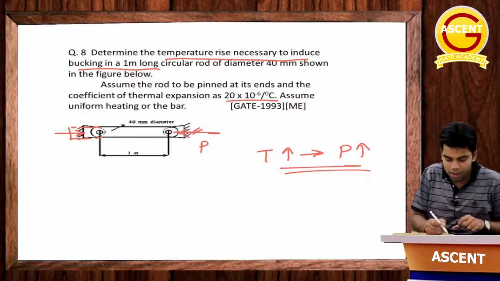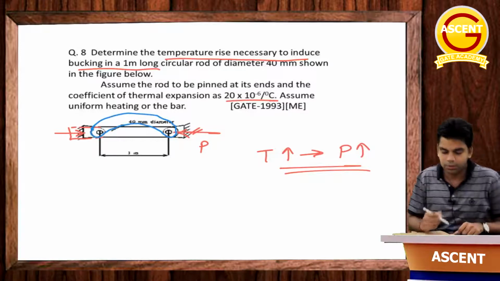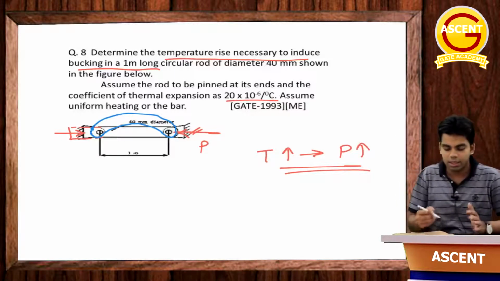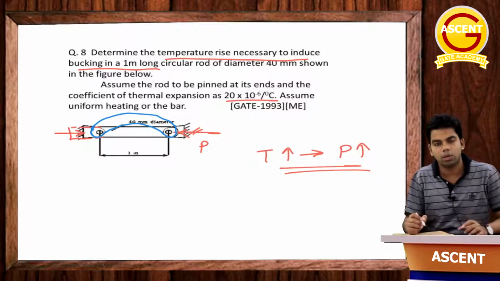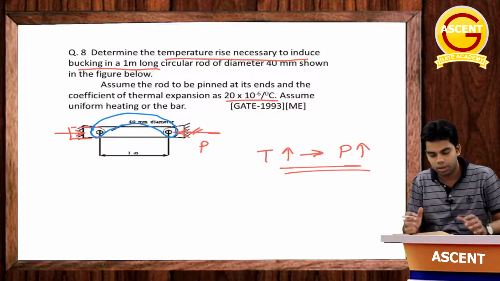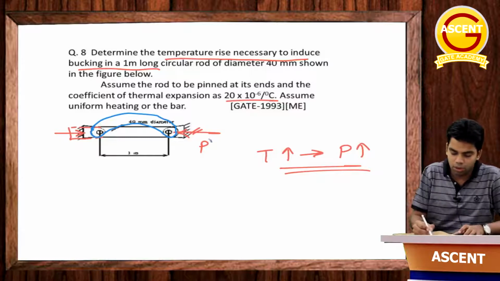Because of that compressive load, after a certain point obviously there will be buckling. When the compressive load increases beyond a certain load, obviously there will be buckling. So at how much temperature increase the buckling phenomenon will occur is what we have to find. What should be the temperature rise in order that this rod should buckle? Getting this now? That means what load do we have to find?